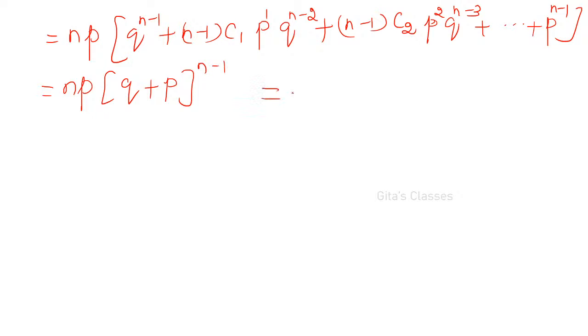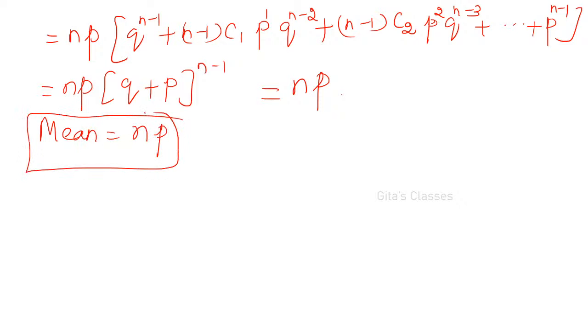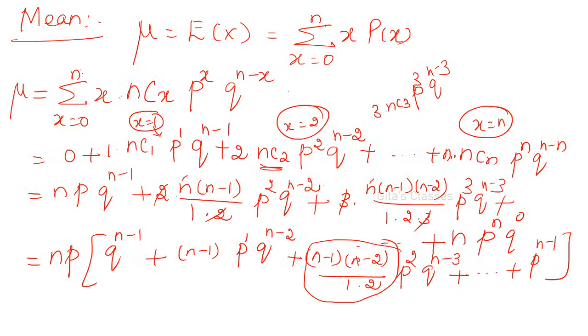What do you know about q plus p? We know that this is binomial distribution with the condition that p plus q is equal to 1, right? So this is equal to np. Therefore, the mean of the binomial distribution is np. This we have derived. Okay. Go through the steps. If you have any doubt in any step, tell me, I'll explain.